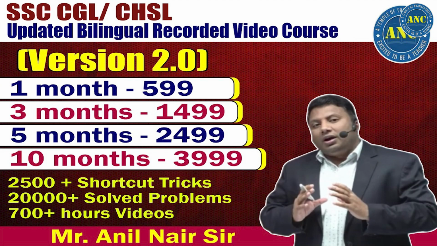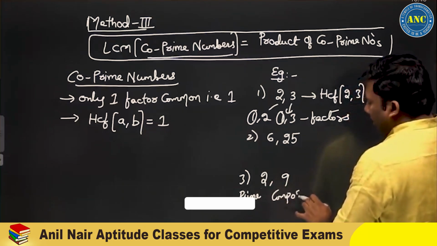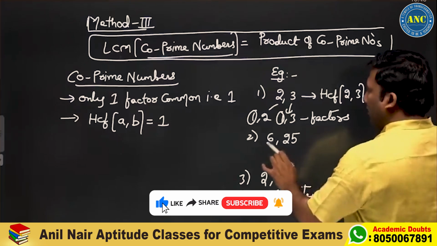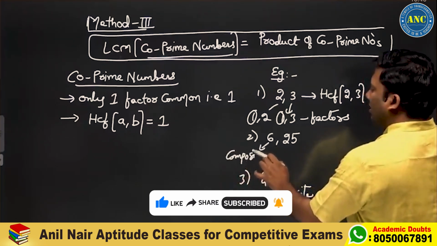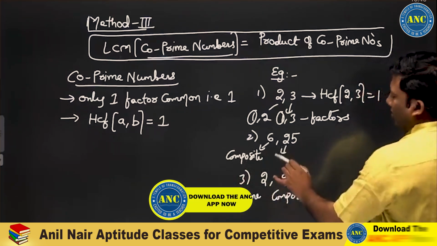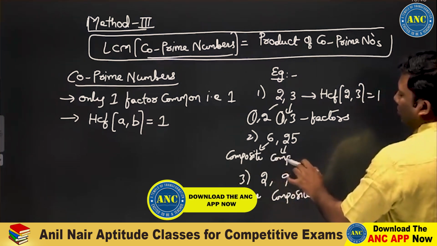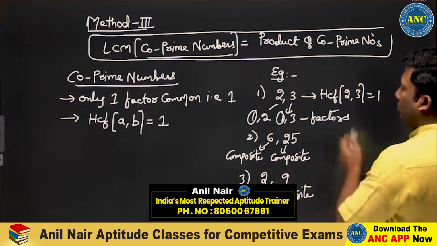Because 2 is a prime number. 9 is a composite number. 6 is a composite number; it has factors 1, 2, 3 and 6. 25 is also a composite number.